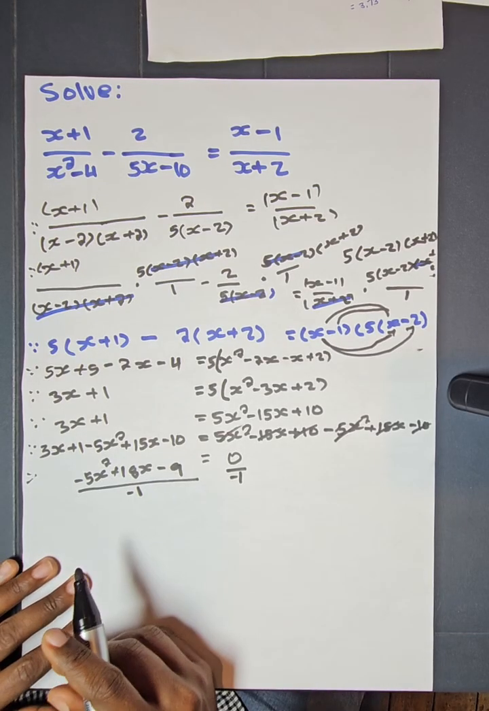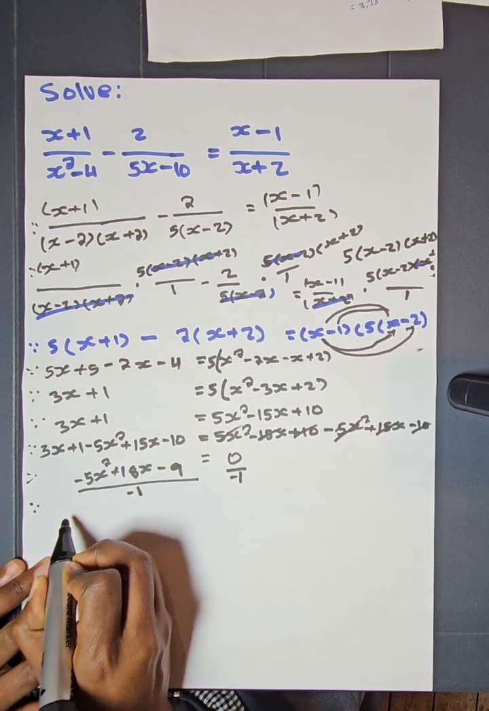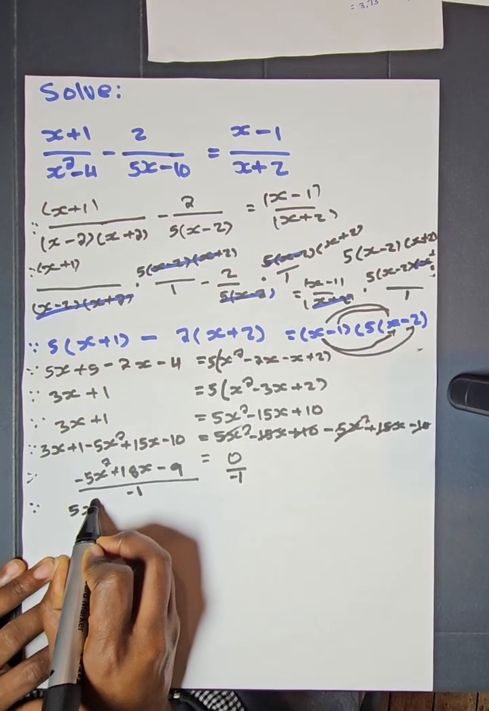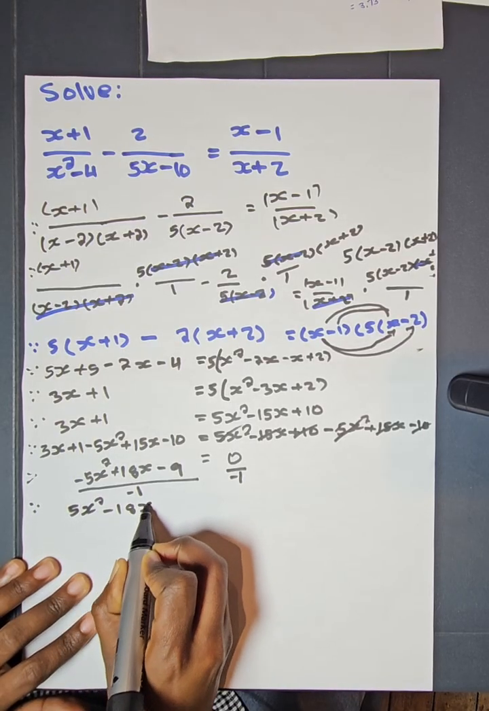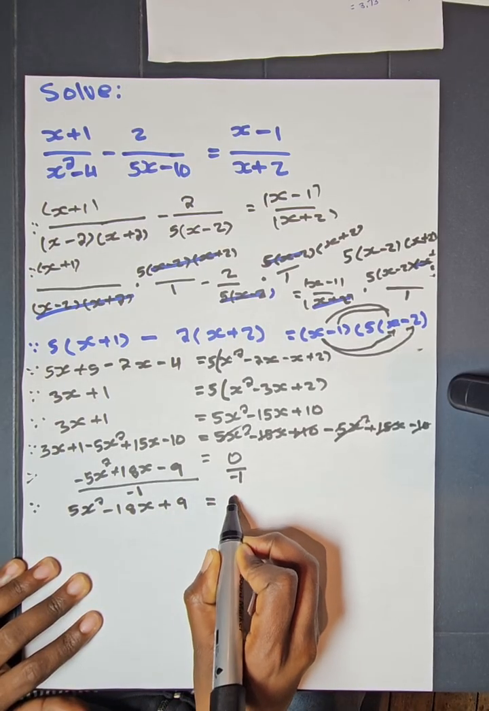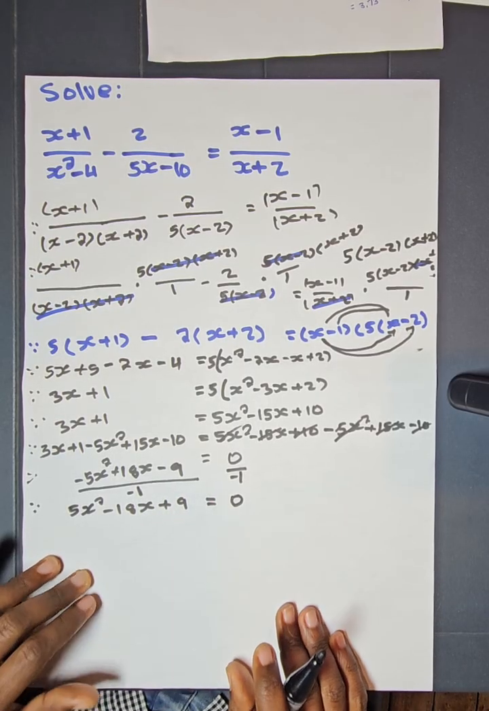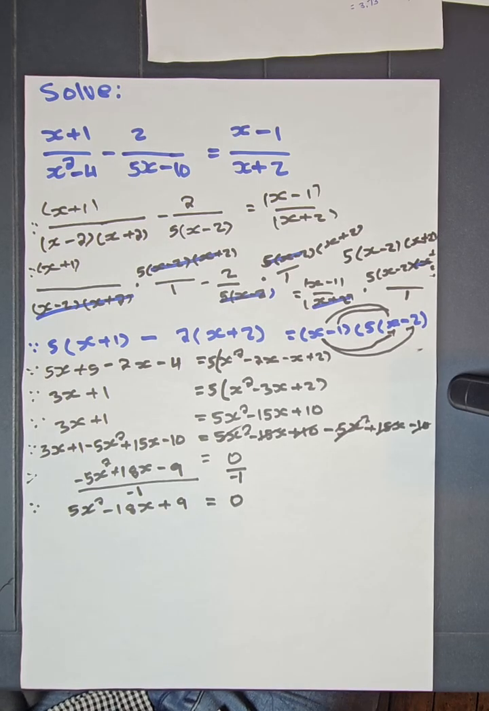Whatever you do to one side, do to the other side too. Therefore, this simplifies to 5x squared minus 18x plus 9 equal to 0. Well done. Now we have a quadratic equation in standard form. We therefore need to check if we can factorize.